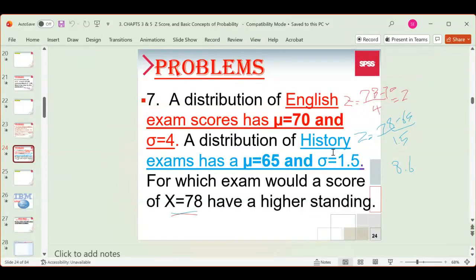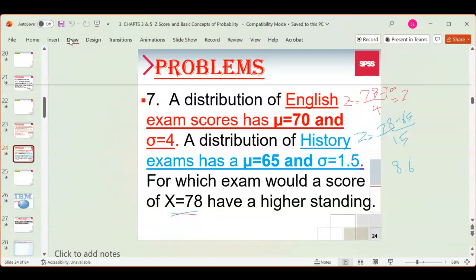So z-score will tell you. You calculate the z-score for the English class right there on top, x minus mu divided by standard deviation. Should be like 2. And then you calculate the z-score for the history class, x minus mu divided by standard deviation, which is 78 minus 65 divided by 1.5. That would be 8.6. In which one did you do better? The one that you excel.